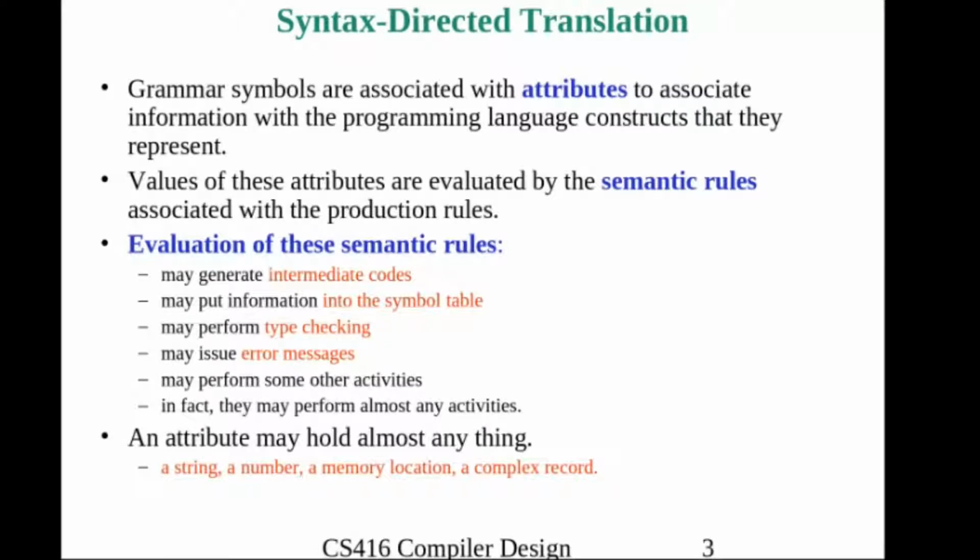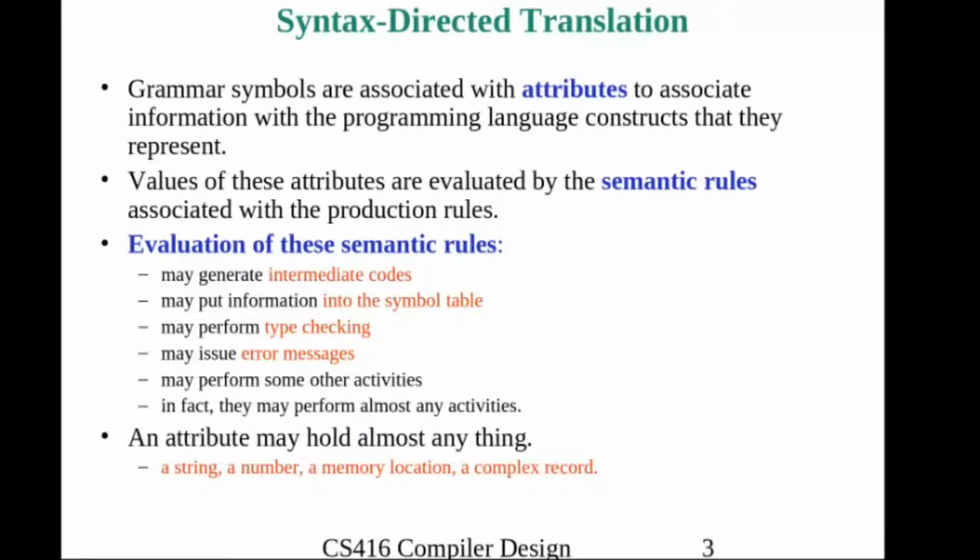Let G be a grammar. We know that G is equal to (V, T, P, S). The grammar symbols are associated with attributes. What is a grammar symbol? Grammar symbols are nothing but the symbols present in the variable set and terminal set. All together we call them grammar symbols. Each grammar symbol is associated with attributes. So what is an attribute? An attribute is a property of that symbol.